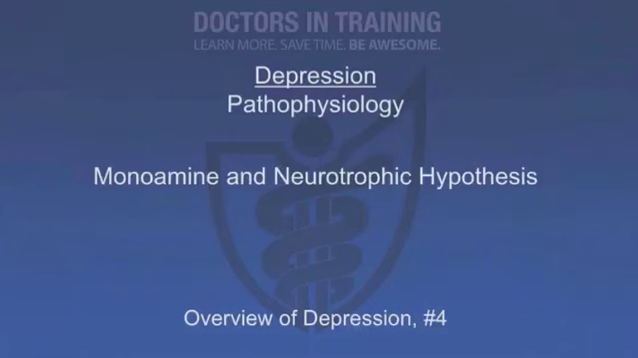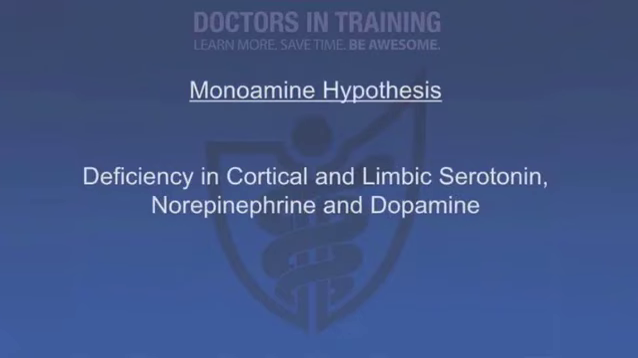There are two major theories of the pathophysiology of depression, and they include the monoamine hypothesis and the neurotrophic hypothesis. First, let's talk about the monoamine hypothesis. This states that there is a deficiency in cortical and limbic serotonin, norepinephrine, and dopamine. This hypothesis is central to understanding the proposed mechanisms of action of the antidepressant medications that are currently on the market.